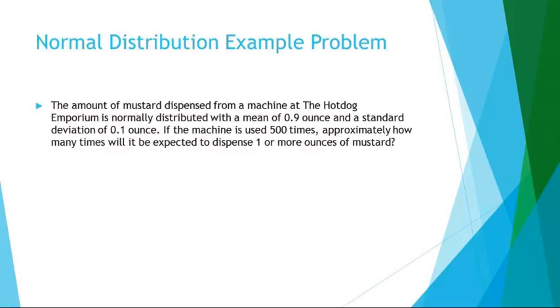So we're given quite a lot of information here. We're given the mean, 0.9 ounces. We're given the standard deviation, 0.1 ounce. They tell us a number, 500 times. It's not going to be the sample size, because it doesn't say that that mean and that standard deviation were taken from 500 uses. It just wants to know, if it was used 500 times based on this information, approximately how many times will it be expected to dispense 1 or more. So that 1 right there is our critical value, that threshold that we're testing for.